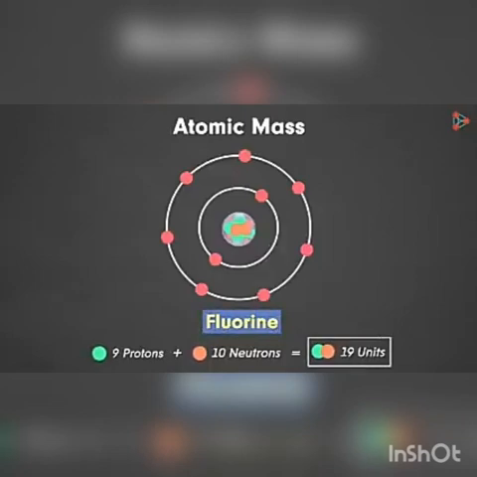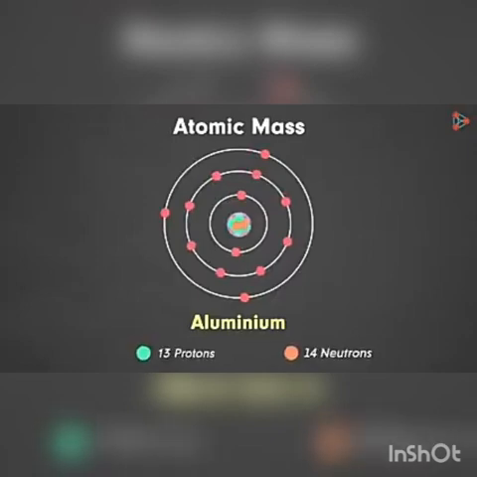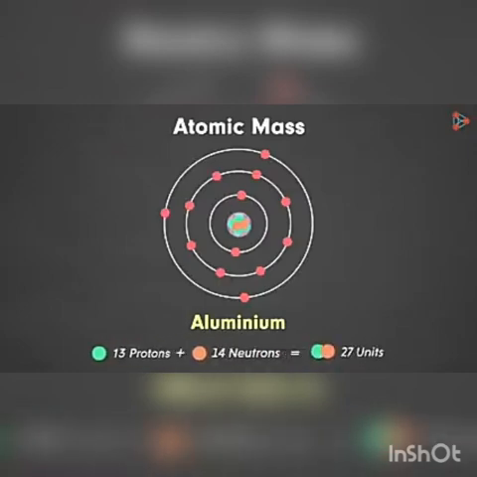That's right. Just like fluorine, even aluminium has an extra neutron compared to the number of protons. That is, in a single atom of aluminium, we have 13 protons and 14 neutrons. Summing up the two, we get 27 units, which is the atomic mass of aluminium.